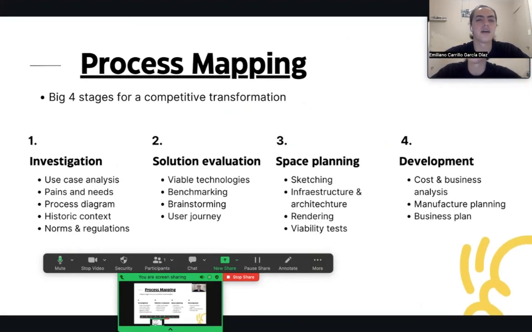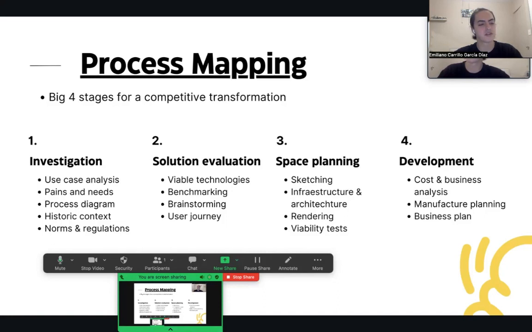So first, we start off by mapping the process of making a competitive transition. This is divided into 4 big stages. The first one is the investigation, where we analyze the use case. We identify the pains and needs on our workstation of choice. Then we do the process diagram where we map all of the activities that the user does when making use of this workstation.